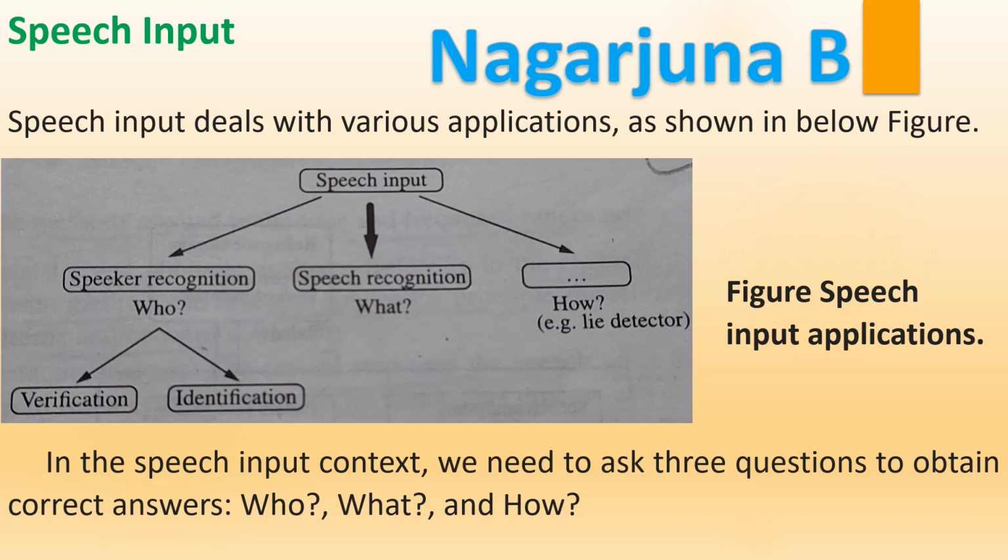The first is who, the second is what, and the third one is how. These are the three questions you need to ask to get a correct answer from a speech input. The first one, who. Human speech has certain speaker dependent characteristics, which means that the speech input can serve to recognize a speaker. Each speaker has their own speaker dependent characteristics.